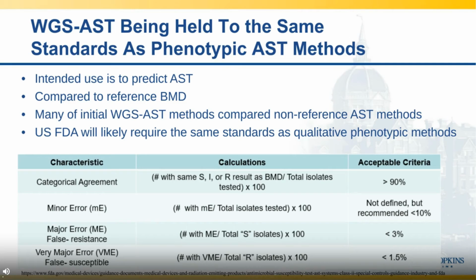Are they major errors, where you're calling something falsely resistant, and you have to keep those below 3%, or very major errors, which are the errors that scare me the most, when you're calling something falsely susceptible when they're indeed resistant, and the FDA requirement there is less than 1.5%? So we're going to have to have our predictions be within these similar expectations to what we have with phenotypic ASTs.